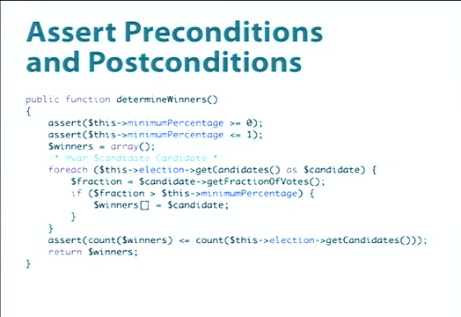Preconditions and postconditions. So in our determine winners method, let's add some assertions. At the very beginning, we have two assertions. Minimum percentage must be greater than or equal to 0 and less than or equal to 1. Minimum percentage has to be between 0% and 100%, right? If it's outside that range, something's seriously wrong. So we can assert those two preconditions. At the very end, we can assert the postcondition, that the count of the number of winners is less than or equal to the number of candidates in that election. You can't have more winners than you have candidates, right? That's invalid state. So we're asserting that postcondition here.